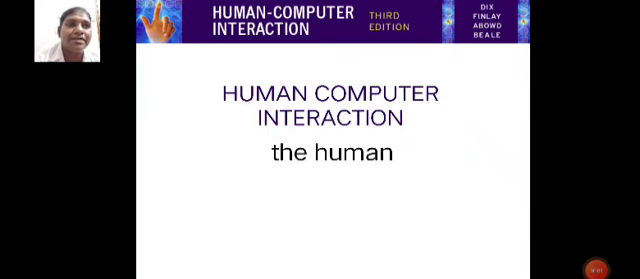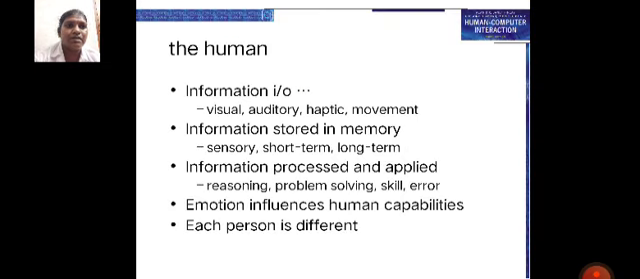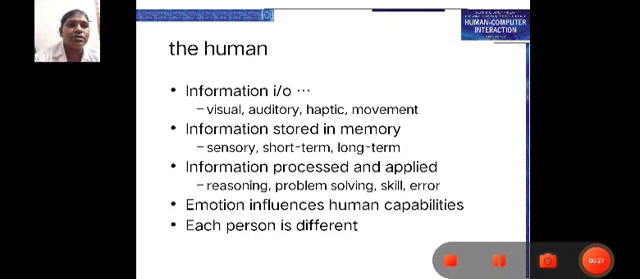Hello, friends. Today we are going to see a topic in human computer interaction. Basically, what is the interaction between human and computer, which comes under a customer and user's information. So, in the aspect of human computer interaction, we are going to see the human aspect of HCI. Here is the list: the information of input and output devices.